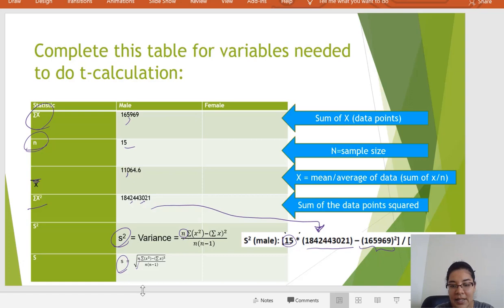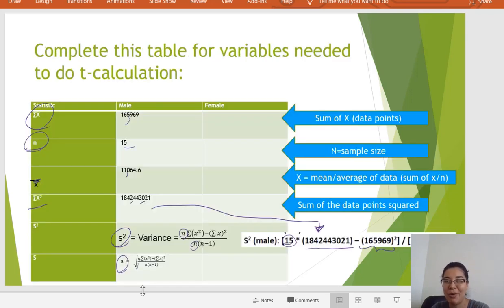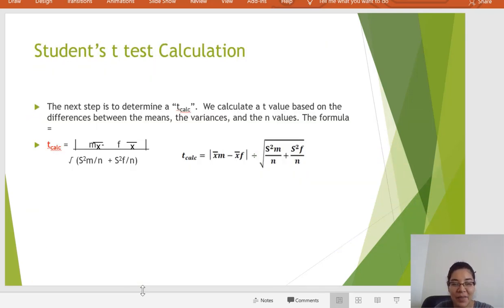Over, divide by the sample size times the sample size minus 1. Sample size times, that's multiplication here, 15, sample size minus 1, equals, and then you get your number. You do this for the male side and you do this for the female side of the data, okay? Once you fill up this table, then you could move on to do the T calculation because then you have all the numbers you need for the T calculation.